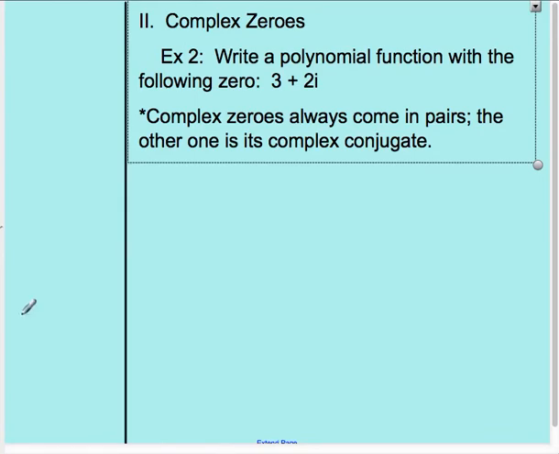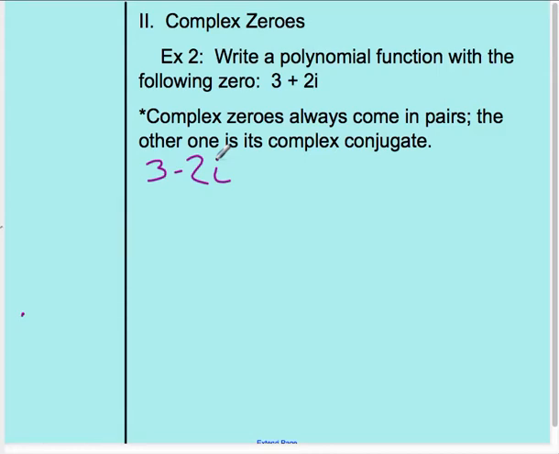All right, on this one we're going to learn how to write a polynomial function with complex zeros. The key for this is that complex zeros always come in pairs. You can't have a polynomial function with one complex zero. It has to have 2, 4, 6, etc. The other one, when you're only given one of them, is the complex conjugate. So if you remember, the complex conjugate is when you change the sign on the imaginary part. So our polynomial has two zeros, 3 plus 2i and 3 minus 2i.